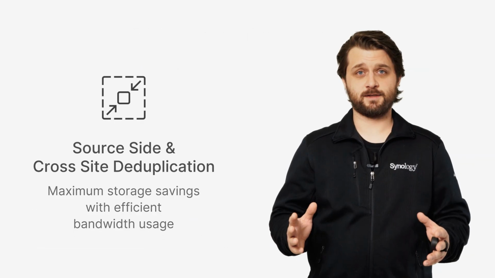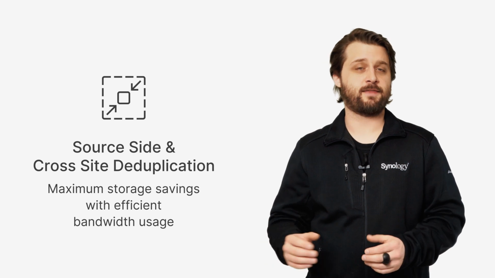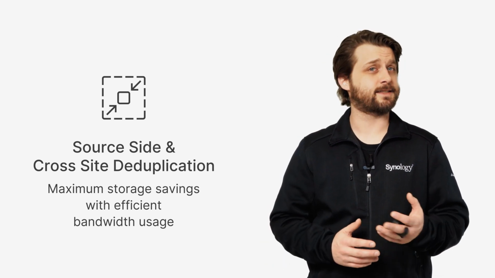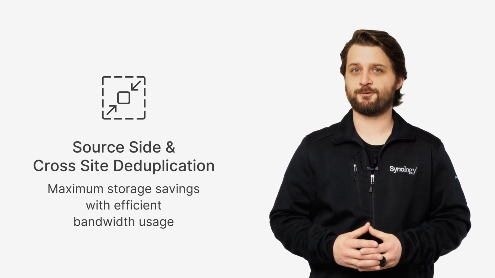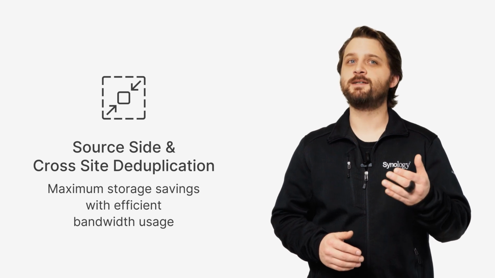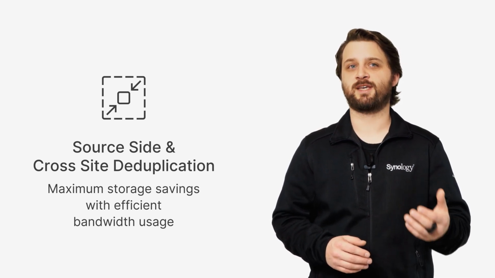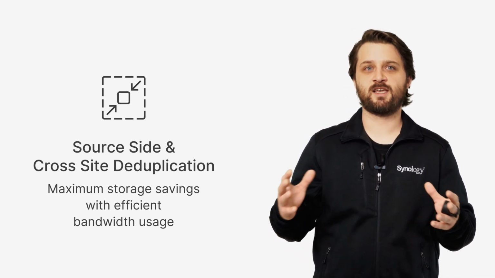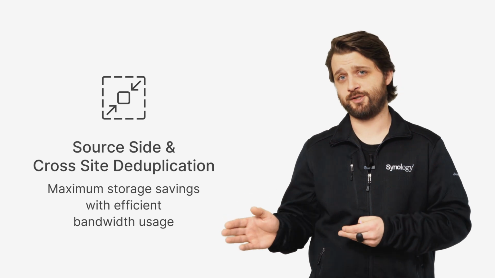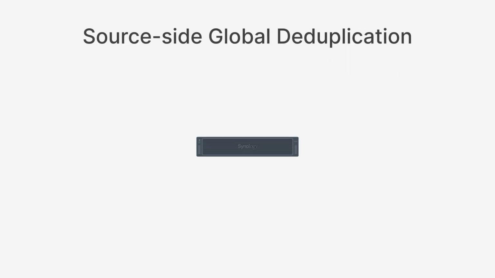One of the main benefits of using ActiveProtect Manager and the Data Protect appliances at each stage of your 3-2-1-1-0 backup strategy is your ability to leverage source-side and cross-site deduplication to give you maximum storage savings with efficient bandwidth usage. Now remember, our goal with source-side cross-site deduplication is to save 99% of duplicate data transmission and reduce transmission bandwidth requirements.